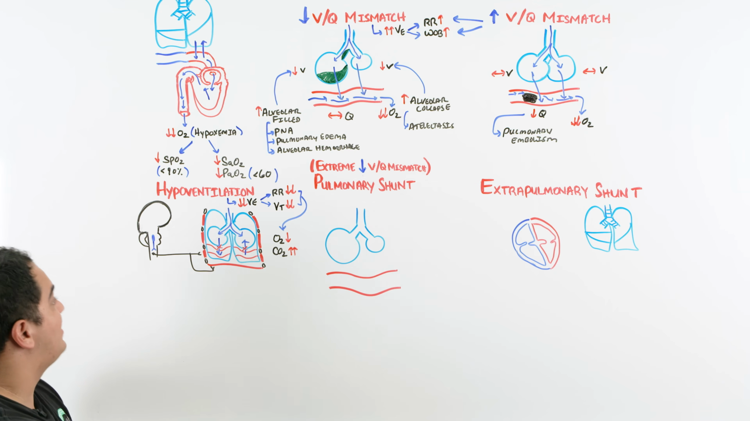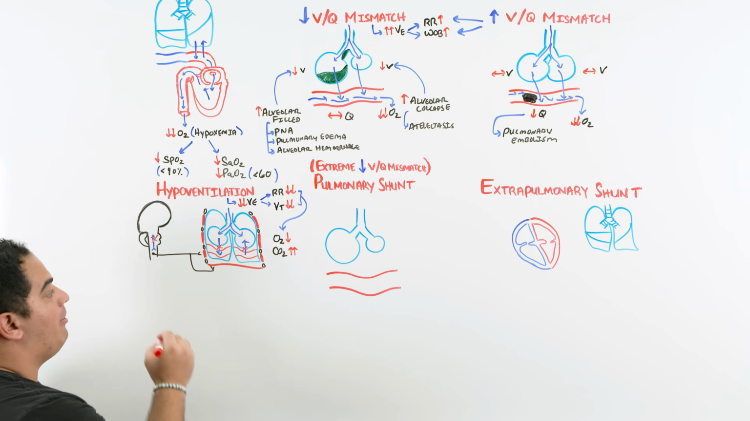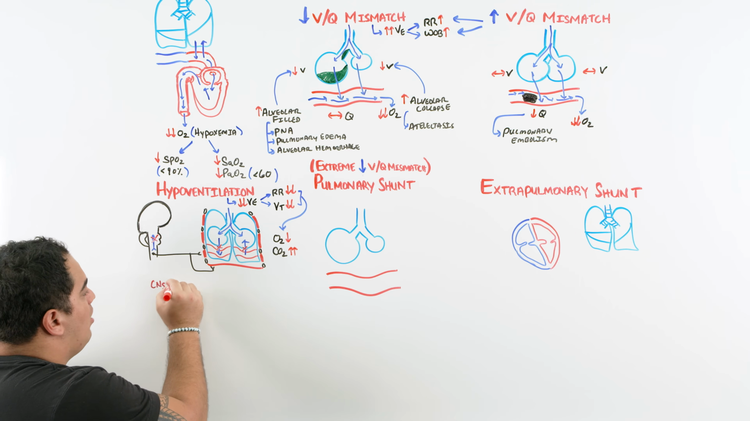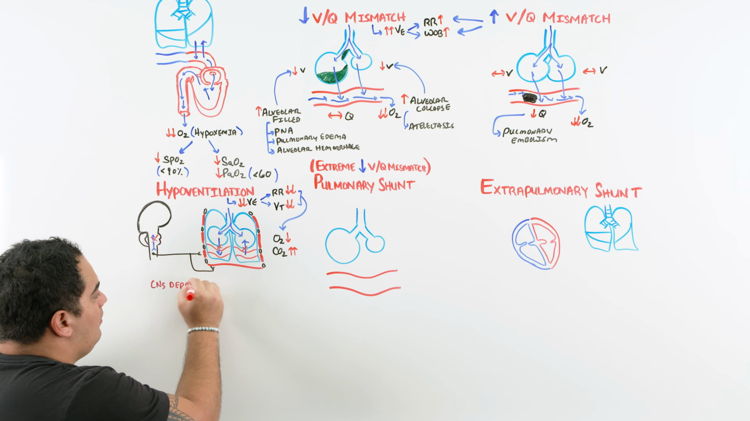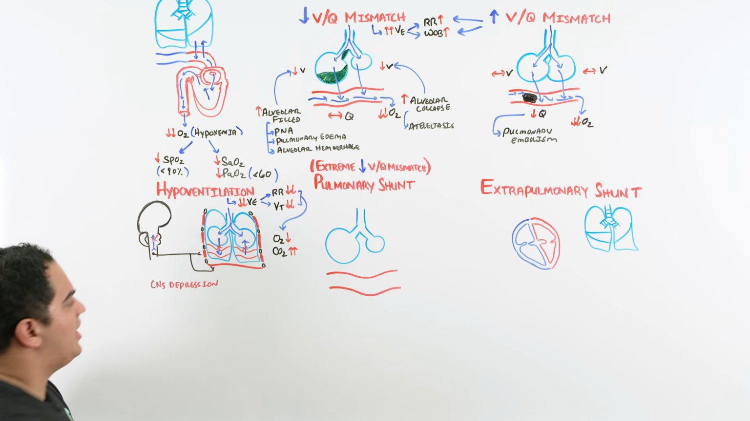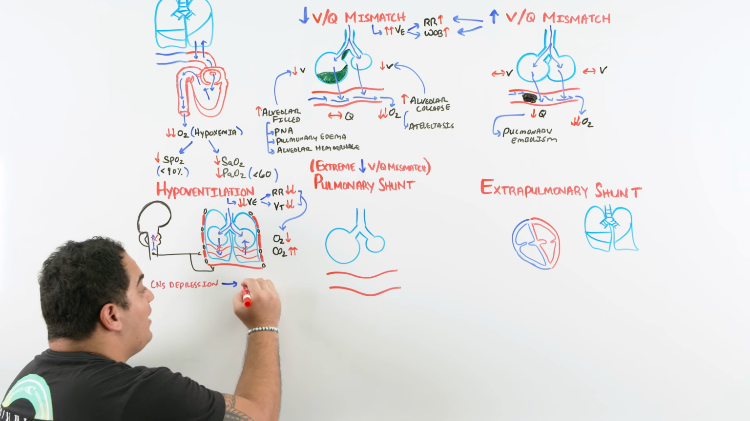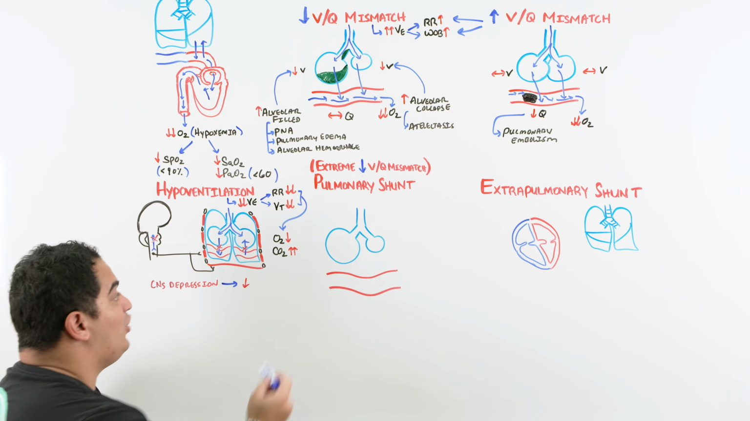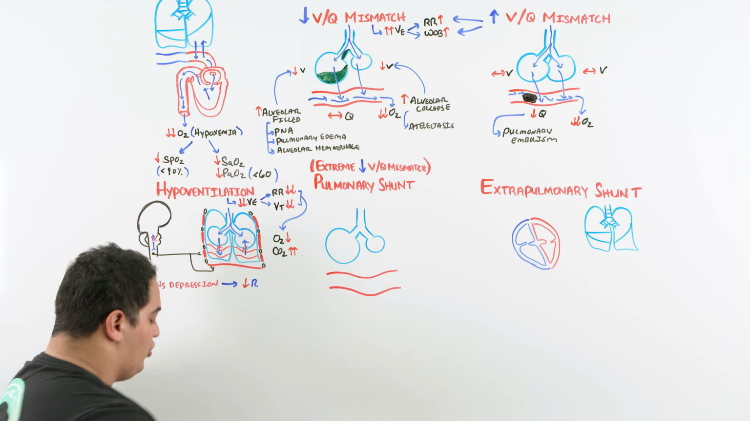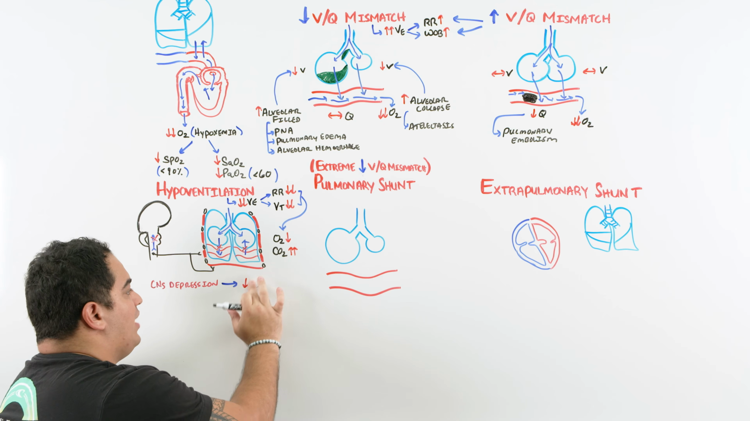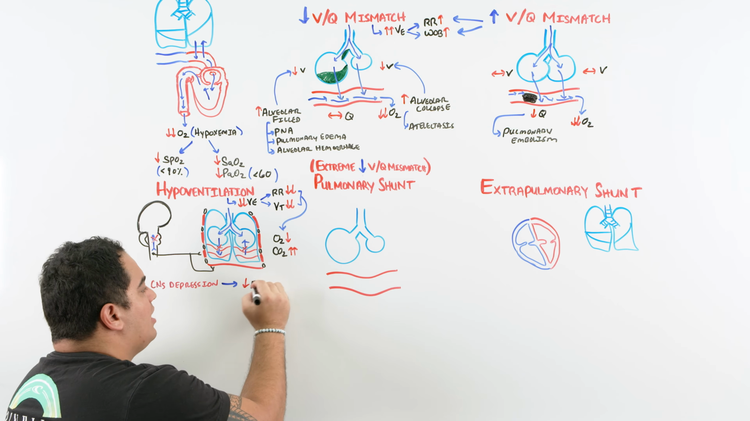So if I have CNS depression, let's say I jack this thing up. If I have CNS depression as one potential cause here, what's that going to do to my respiratory rate? That's going to drop my respiratory rate. And if I drop my respiratory rate, I drop my minute ventilation and I accumulate CO2 and I potentially don't get enough oxygenation. So now that's going to be one of the problems.